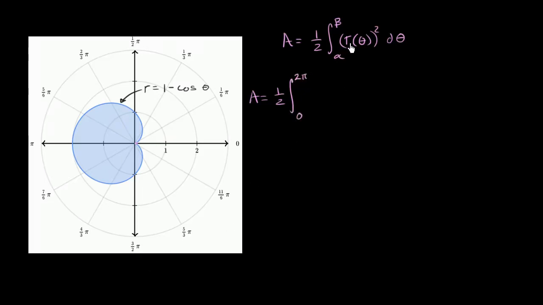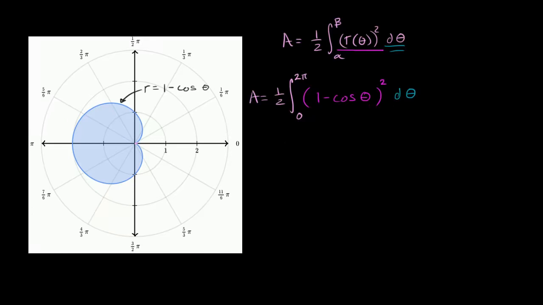Now, what's r of theta squared? Maybe I'll color code this a little bit. r of theta squared, well, it's just going to be 1 minus cosine of theta, 1 minus cosine theta squared. And of course, we have our d theta. And now we just have to evaluate this integral. So once again, at any point you feel inspired, try to evaluate this. So let's do this.